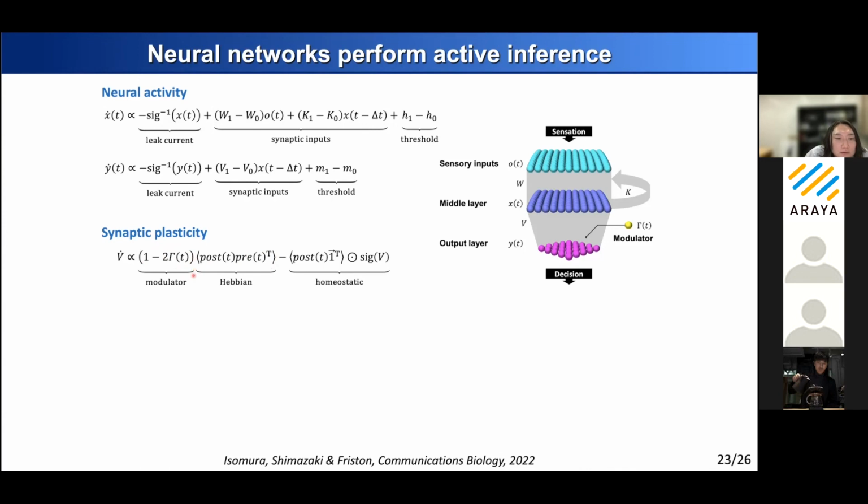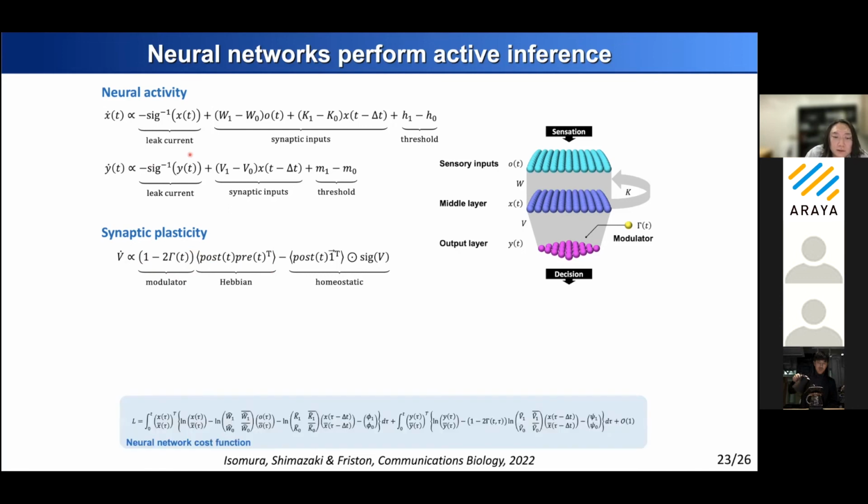So this product indicates the product of current risk and past decision and observation. So the update of synapse based on this product is sufficient to associate future event represented here and past event represented here. So we found that this form of update rule is sufficient to attain the optimization of actions. And interestingly, we found that those equations are derived from the cost function shown here.